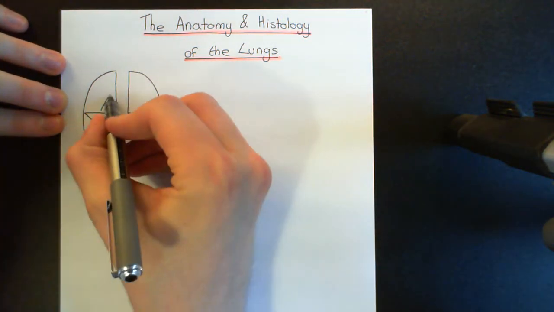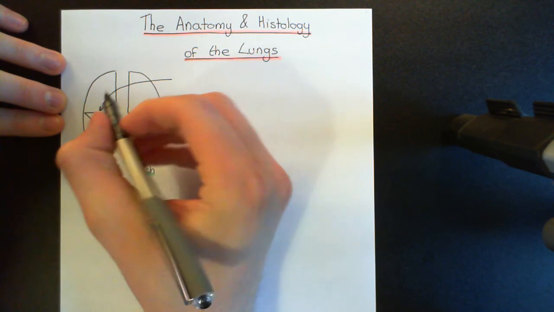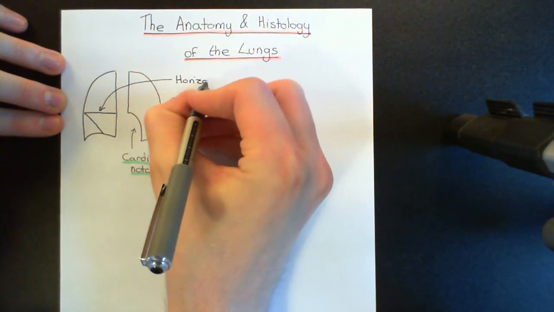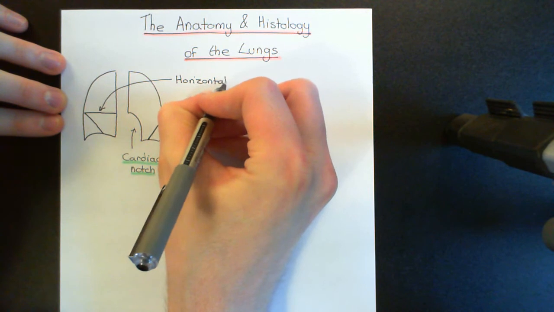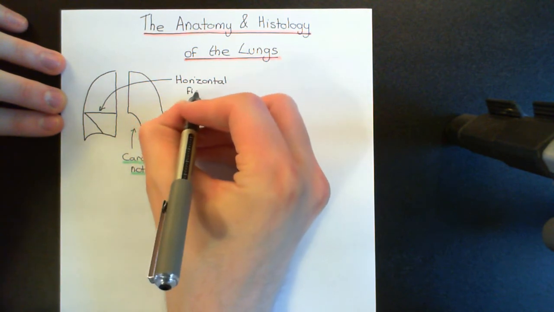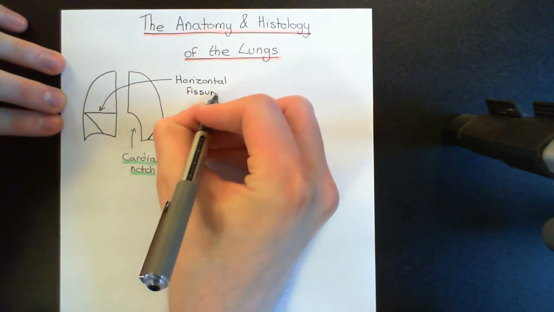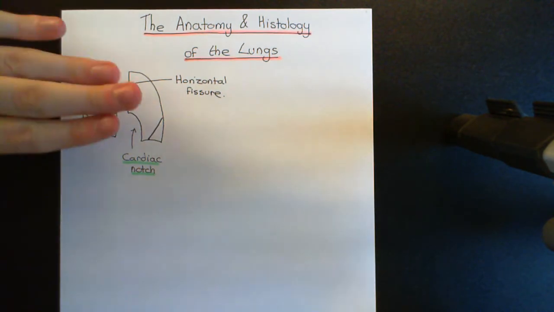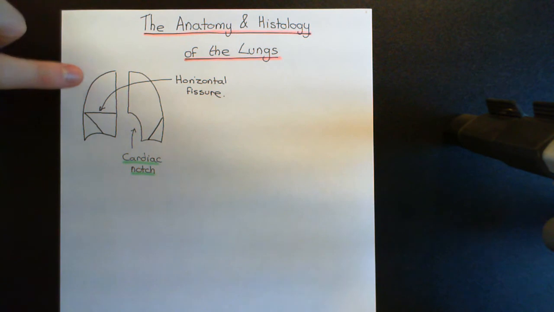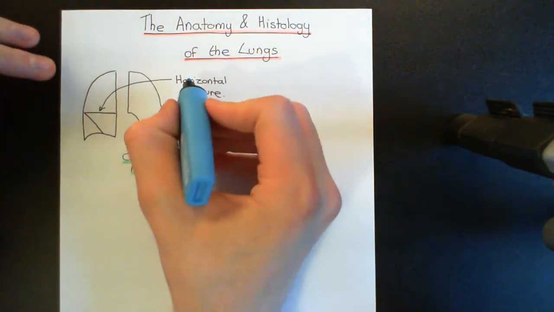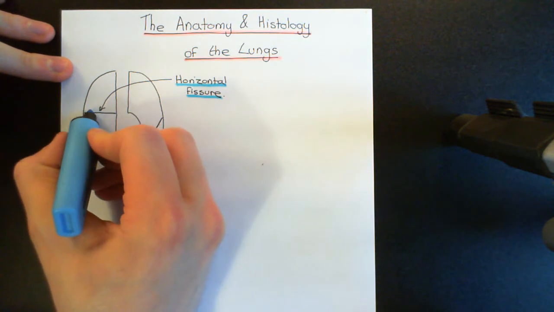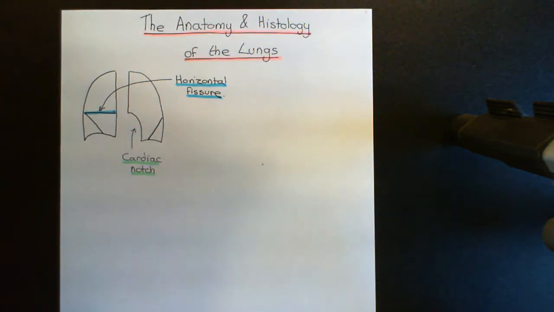So this fissure here, because it's horizontal, it is known as the horizontal fissure. Now you could just call it the horizontal fissure, but help your listener out and call it the horizontal fissure of the right lung. So this is the horizontal fissure of the right lung, and I should stress that we are looking at the lungs from the front here. So this is the patient's right lung and this is the patient's left lung, just to make sure everyone's oriented. Okay, so this is the horizontal fissure here, and I'll colour that in blue.